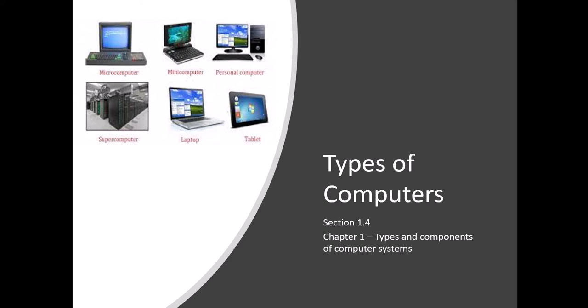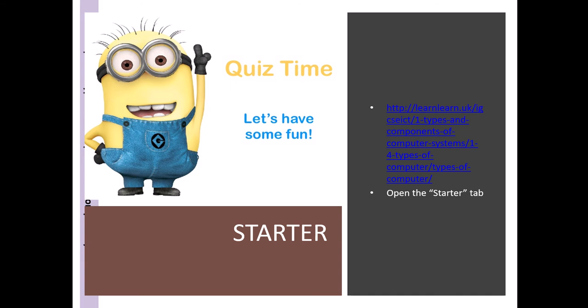The topic we are covering today is section 1.4 from your chapter 1. Last lesson we were able to cover operating systems, section 1.3. This lesson we are going to do section 1.4, which is types of computers, and this will be your final lesson in this chapter. So let's see what this section is about.